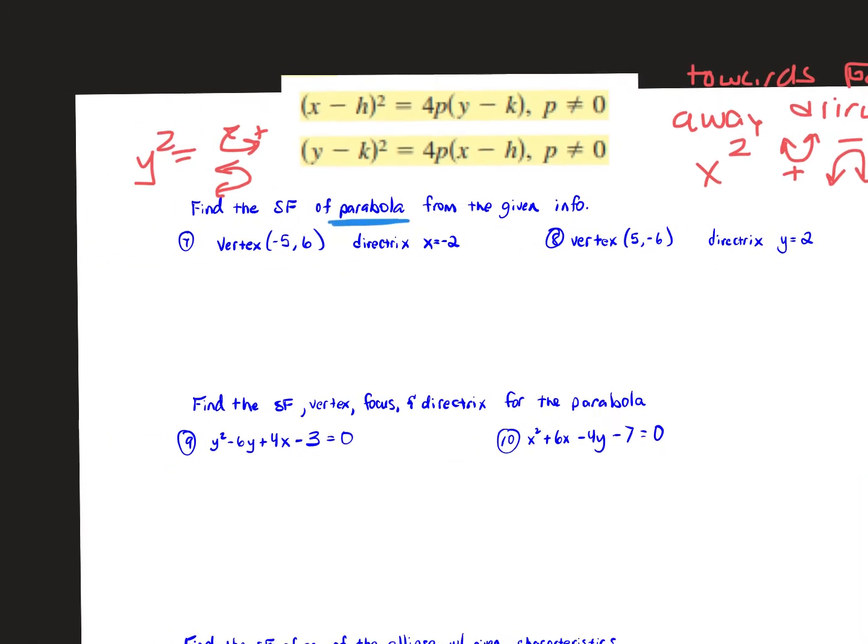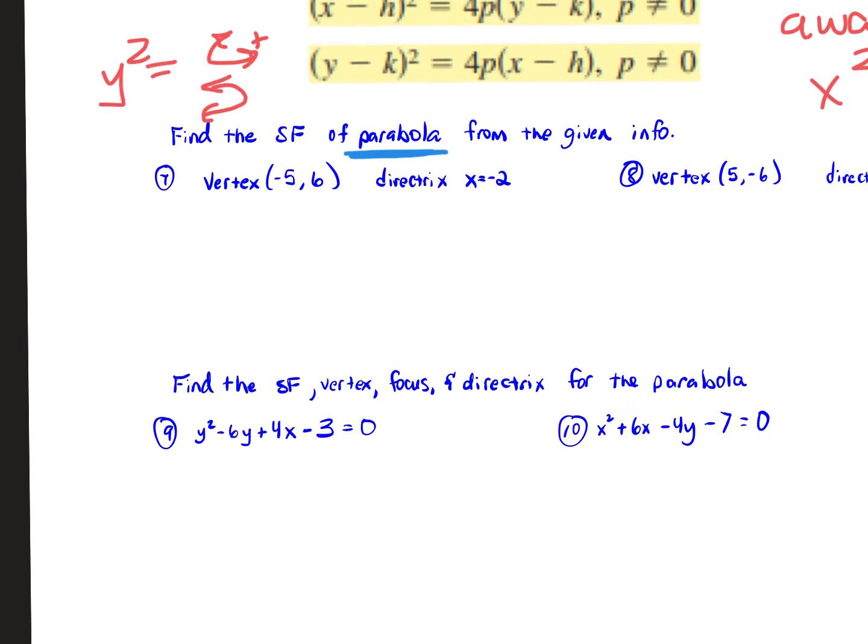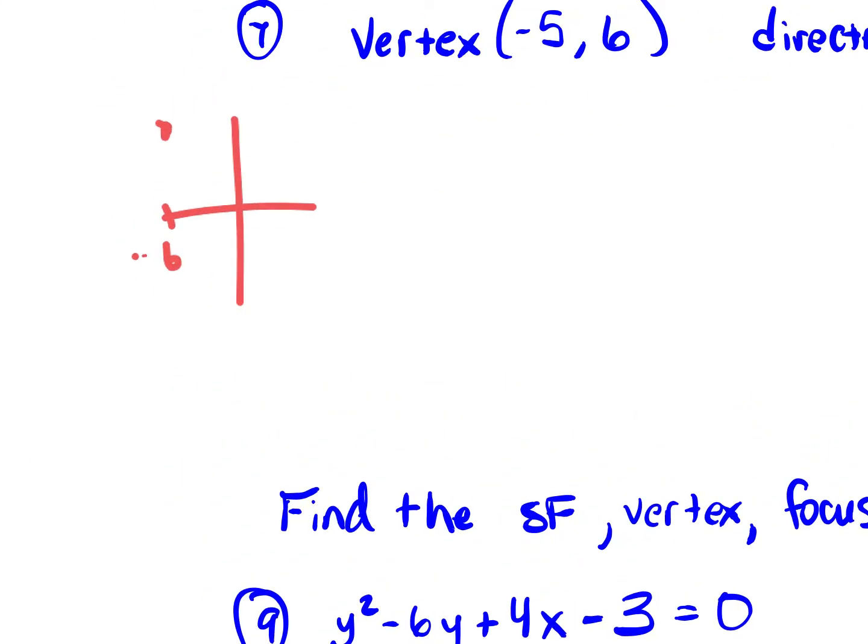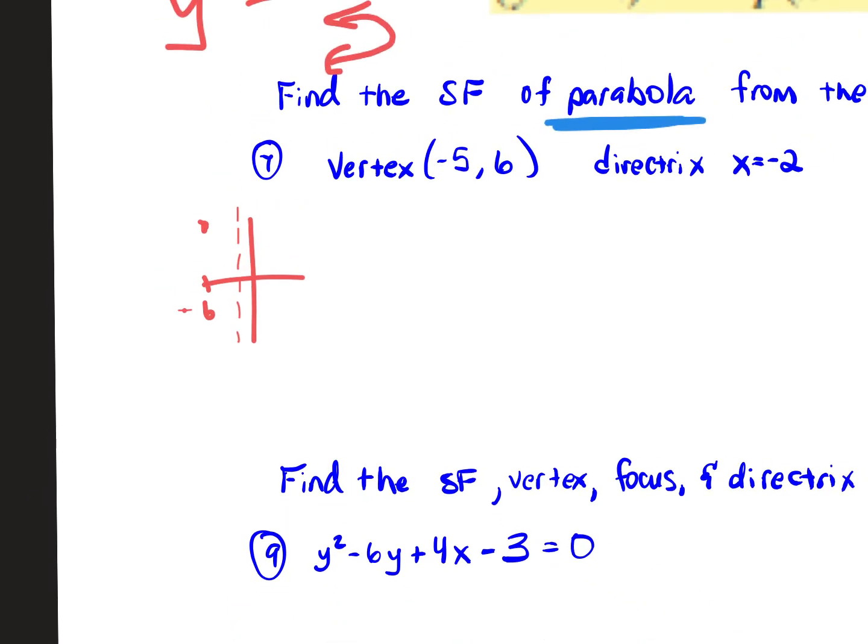Okay, a good thing to do, ladies and gents, is to draw yourself a little picture here. Okay, so I'm just going to draw a quick little picture. I'm going to put my vertex at negative 5. Say this is negative 5 and say this is 6 up here, okay? And they tell me that my directrix is at x equals negative 2. So I have a directrix here. Remember, your parabola is going to open away from the directrix. So it's going to open in this direction.